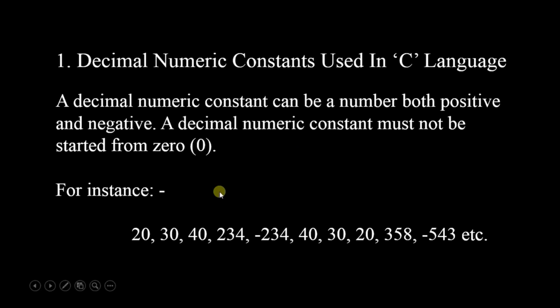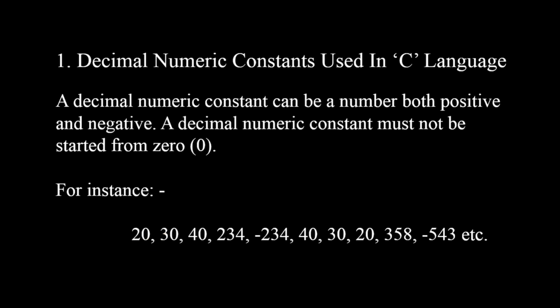So here you are seeing this number is a decimal numeric constant. This is also a numeric constant. Minus 234 is also a numeric constant. 40 is also a numeric constant. 30, 20, 358 are also numeric constants. Minus 543 is also a numeric constant, because these all start with a positive sign or a negative sign and not with a 0. That's why they are called decimal numeric constants.